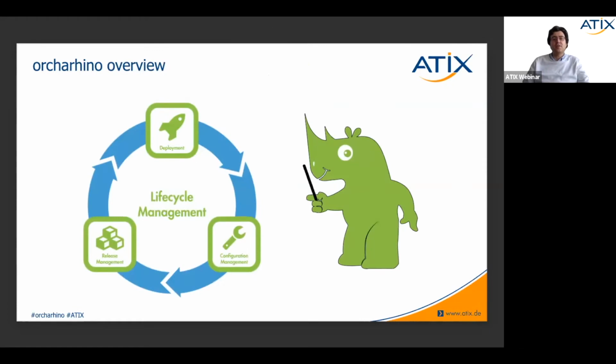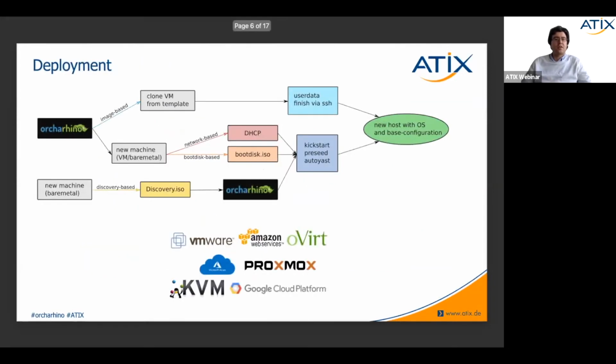So the basic idea of orcharhino is to map the life cycle of the server. This starts with the deployment. When we get over to the configuration management, we configure everything as we need it, and in the end, the release management. Starting with the deployment, there are several ways to deploy a server.